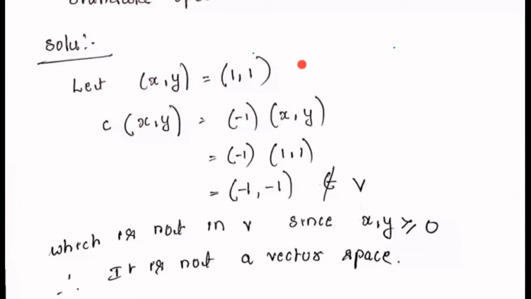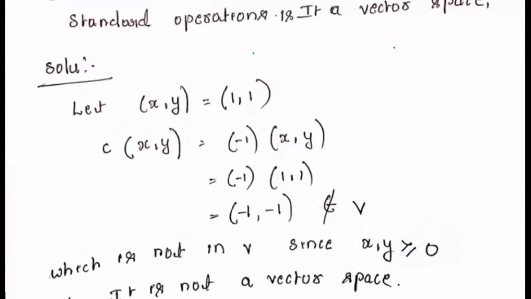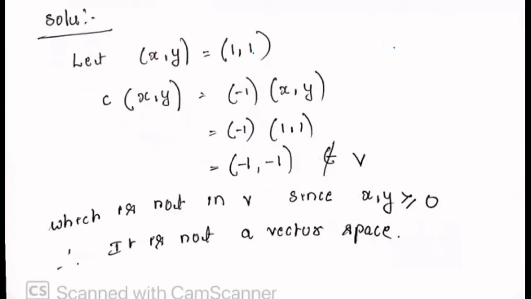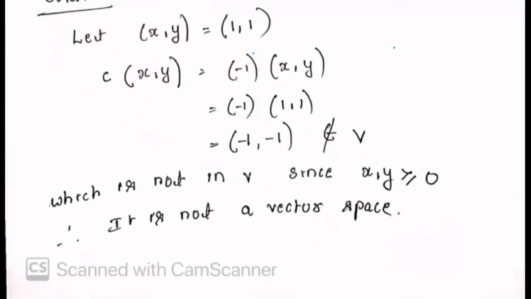So x comma y is 1 1. When you multiply minus 1 with 1 1, you'll get minus 1 minus 1. The resultant is minus 1 minus 1. That is not greater than or equal to 0. Correct? Both are not greater than 0. So that's why it does not belong to this v, right? What is the v? It's x comma y, with x greater than or equal to 0, y greater than or equal to 0. This vector, minus 1 comma minus 1, does not lie in that set, right? So it is not a vector space.